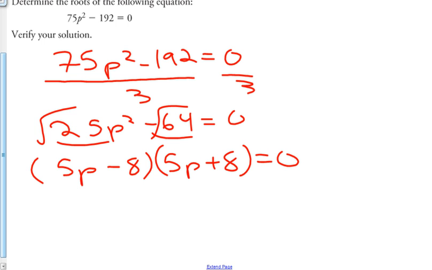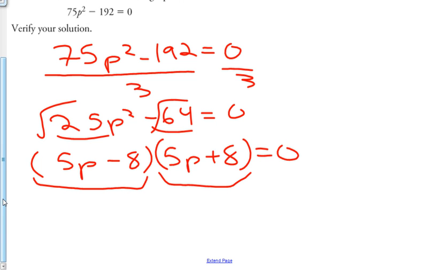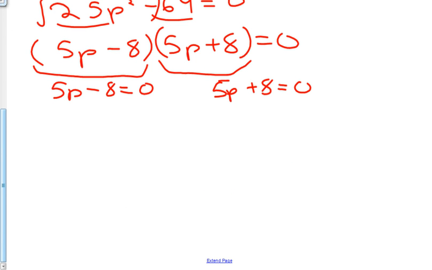I'm looking for the roots, and I know that if I set these to 0 and isolate p, I will get the roots. So 5p minus 8 is equal to 0, and 5p plus 8 is equal to 0. I can then isolate p, and I get p is equal to 8 over 5, and p is equal to negative 8 over 5. So the roots are 8 over 5 and negative 8 over 5.